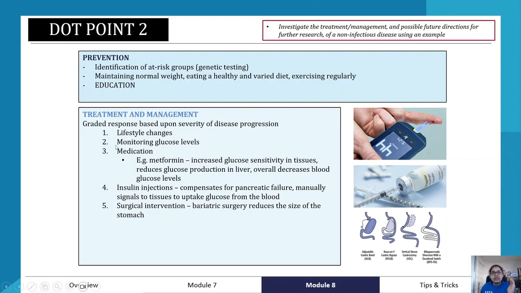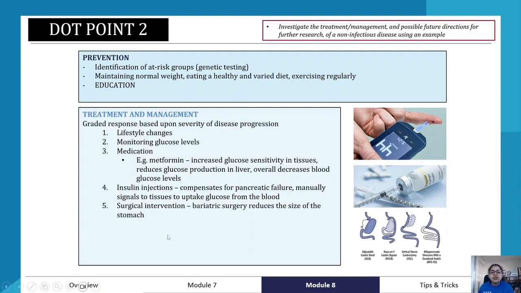Treatment and management: a graded response based upon the severity of the disease progression. If we're starting to see signs of glucose intolerance and resistance, we can start off with lifestyle changes, going on a strict diet, exercising regularly. We might also then start monitoring glucose levels. Medication can also be used. Metformin is a medication which leads to increased glucose sensitivity in tissues, reduced glucose production in the liver, and overall decreases blood glucose levels. Insulin injections are also available, and they compensate for pancreatic failure, manually signaling tissues to take up glucose from the blood.